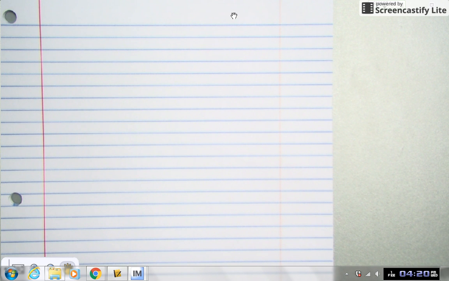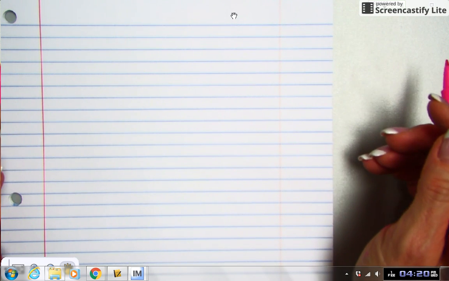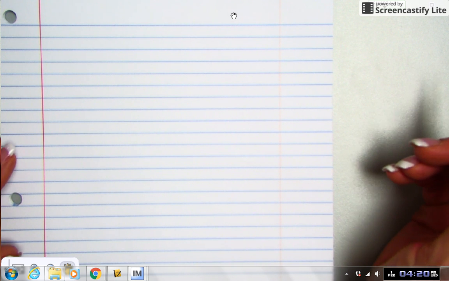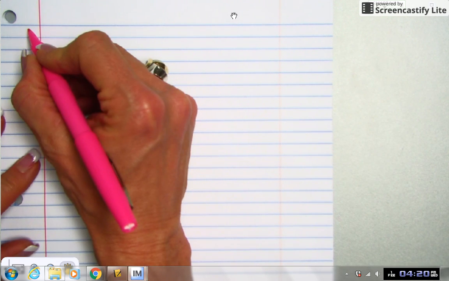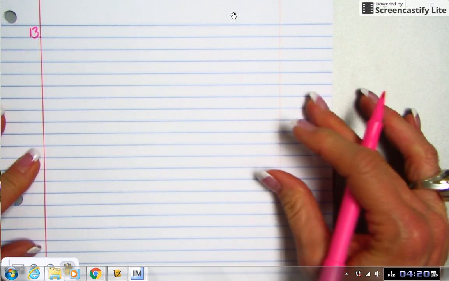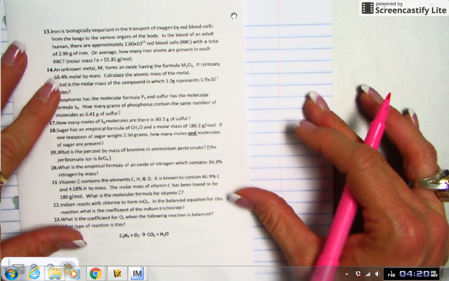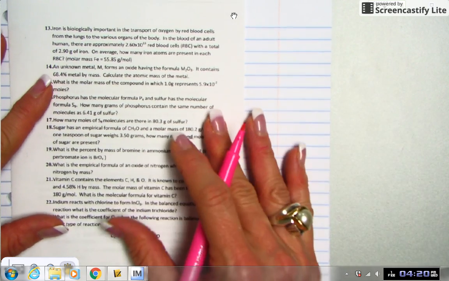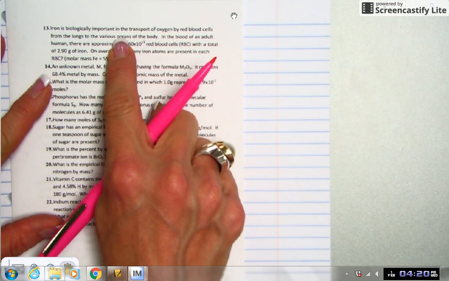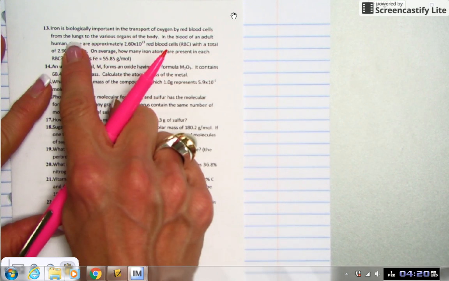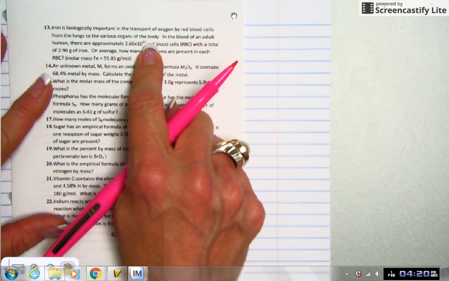Okay, guys, so in class today, several of you wanted me to do numbers 13, 14, and 15 from the homework. So I'm going to work through each of these problems with you. Hopefully this will help. So let's just take a look at number 13. It tells us in the problem that iron is biologically important in the transport of oxygen by the red blood cells from the lungs to various organs in the body.